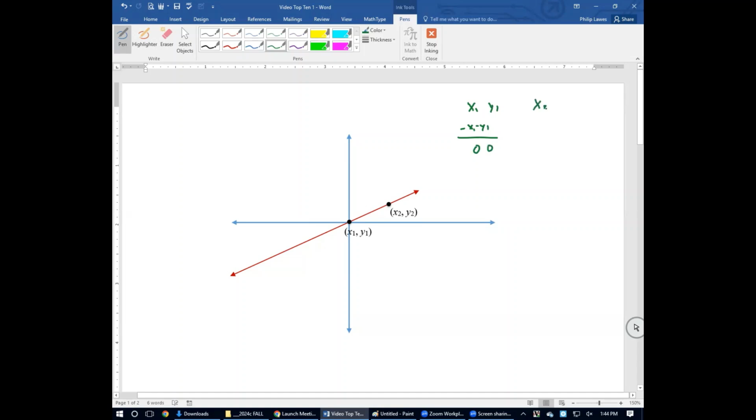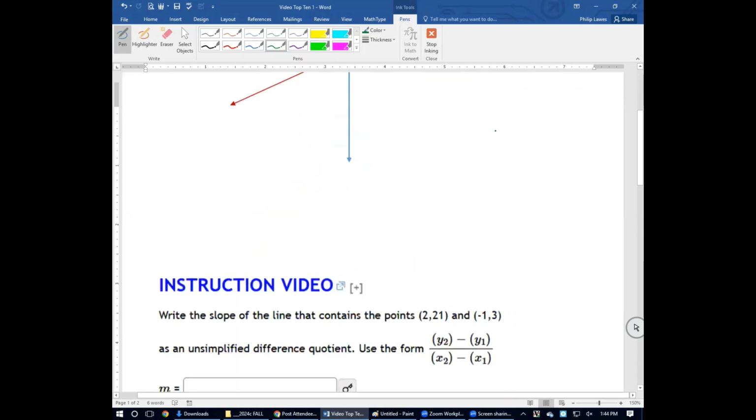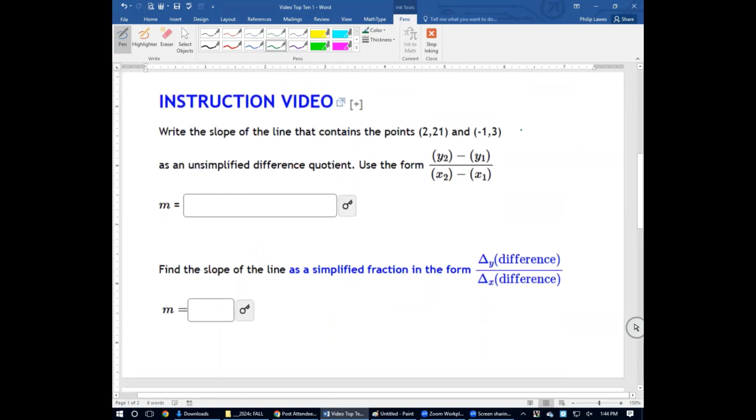So if I take x2, y2 and do the same thing, I get my new point. And from 0, 0 to this new point, the slope is simply the rise over the run. That makes it easier. Just a different way to look at it. It's doing the same thing algebraically, just a different way to look at it. Let's look at this problem.